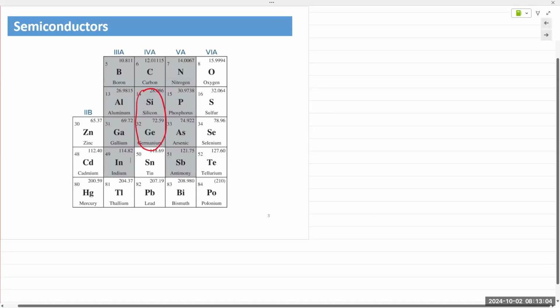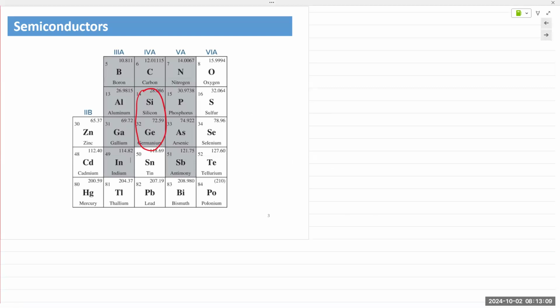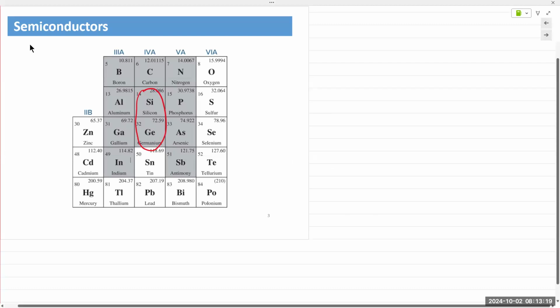Okay, so we stopped here. Last class, we were talking about material classification into 3 groups: conductors, insulators, and semiconductors based on the material property of resistivity. Homework 3 was assigned, and I posted an announcement.